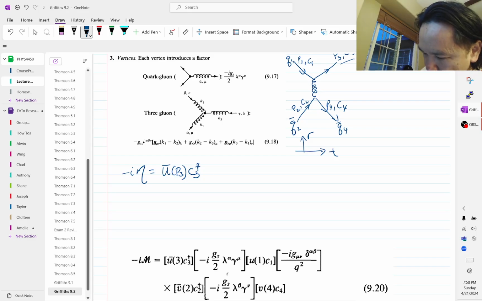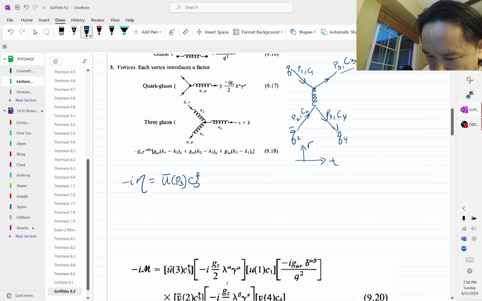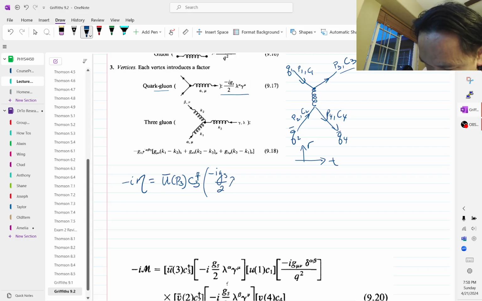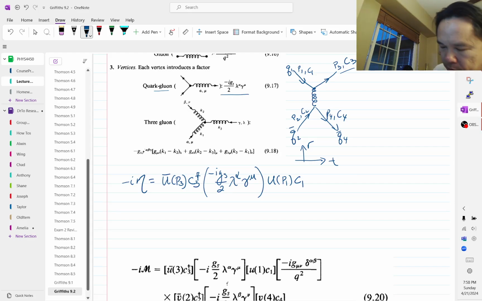Okay. Now we're at the vertex. How do we deal with the vertex? Since this is a gluon vertex, quark gluon vertex, we write a factor of this, i g_s over 2 lambda^alpha gamma^mu. Okay. Right. The next thing we see here, right, is going to be this incoming quark, right? Since it's an incoming quark, we just have U of P1, okay? And then whatever color of that quark 1.